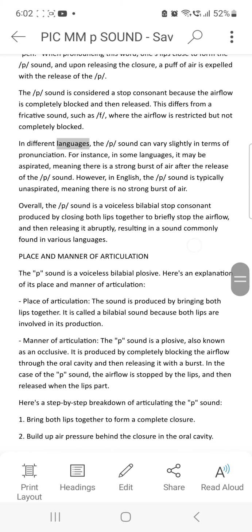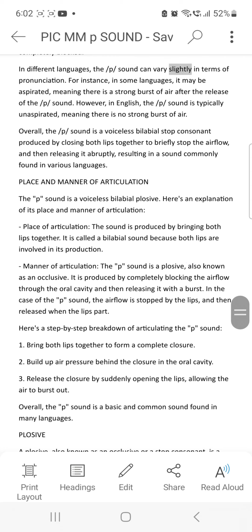In different languages, the p sound can vary slightly in terms of pronunciation. For instance, in some languages, it may be aspirated, meaning there is a strong burst of air after the release of the p sound. However, in English, the p sound is typically unaspirated, meaning there is no strong burst of air.